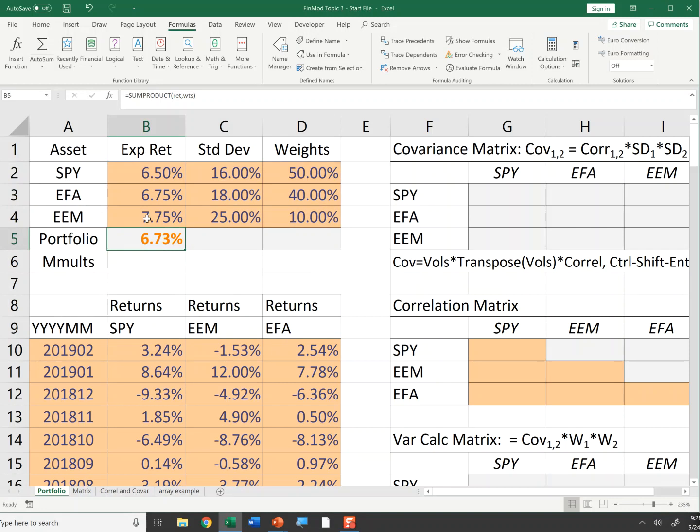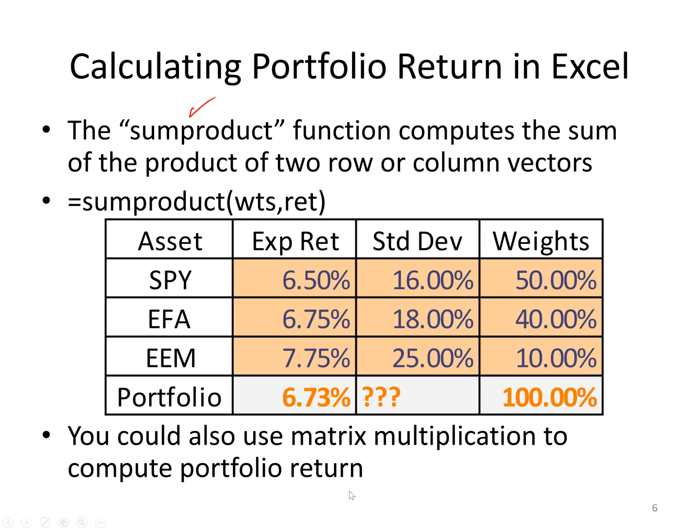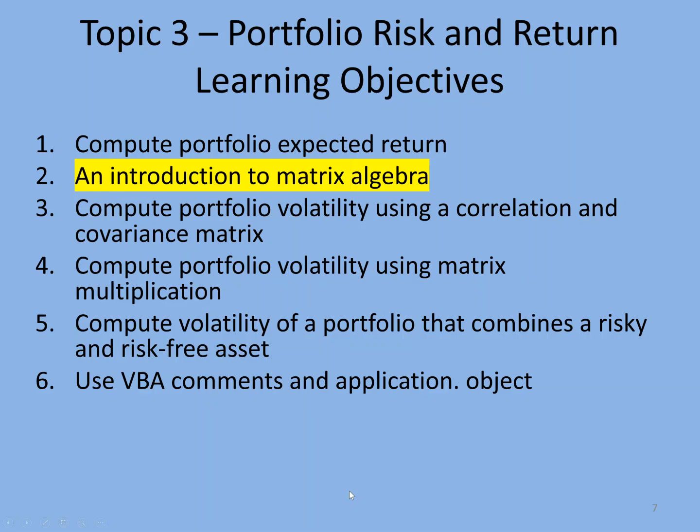And the expected return of that 3 asset portfolio that combines these returns and these weights is 6.73%. So in this section, we've computed the expected return of a portfolio using a simple formula, the sum of w_i R_i. In the next topic, we'll have an introduction to matrix algebra, and we'll do that calculation using matrix algebra.